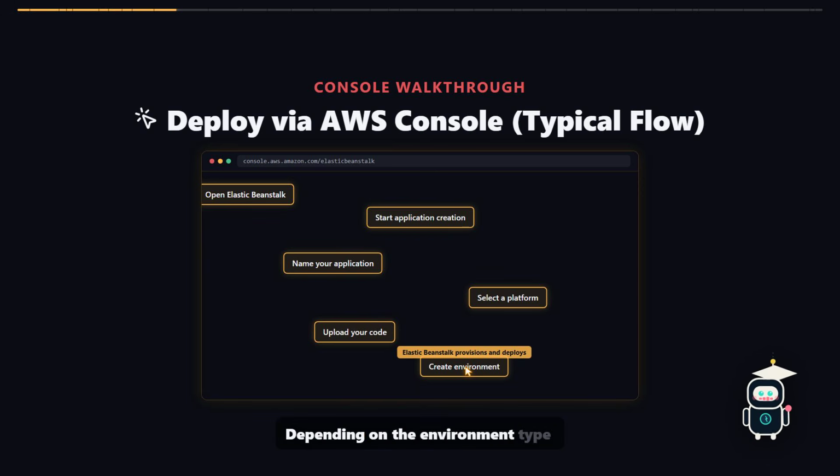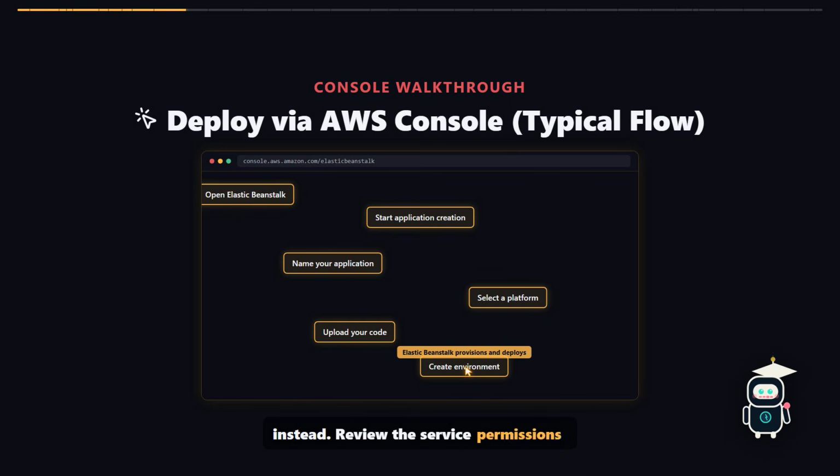Depending on the environment type and configuration, you'll make choices affecting compute, instance types, capacity, networking, security, load balancing, scaling, monitoring, and deployment behavior. For a simple learning environment, you might start with a single instance configuration to reduce complexity and cost. For an architecture requiring higher availability and scaling, you would evaluate a load-balanced environment instead.